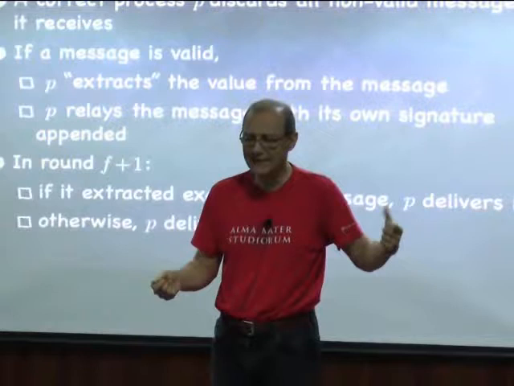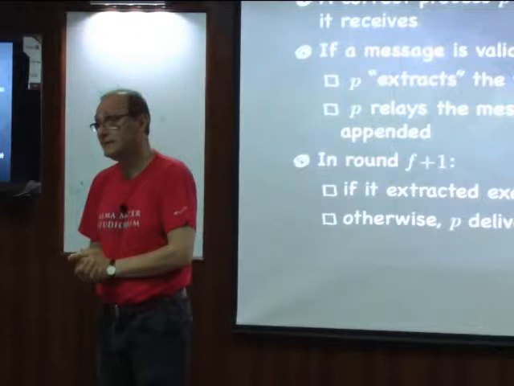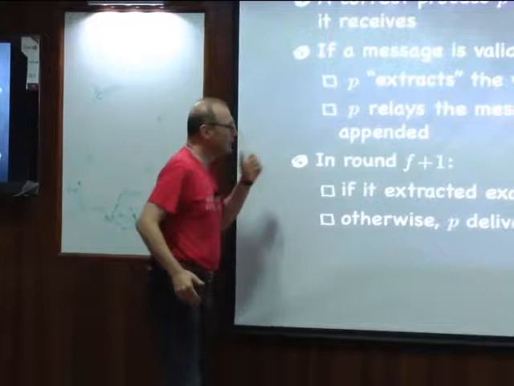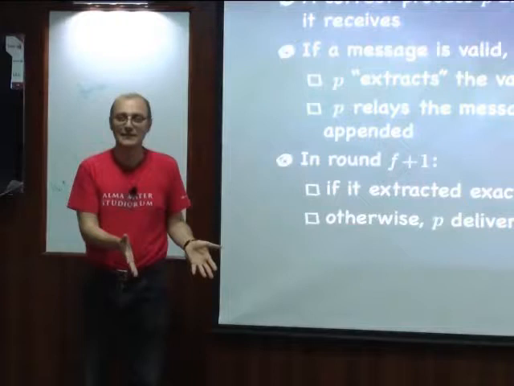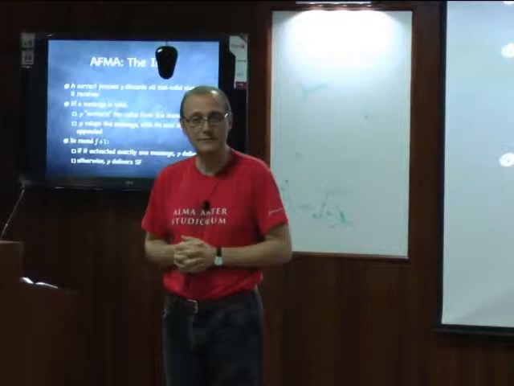Okay? And you're going to play the game that I was describing before. When you receive something that is valid, you're going to send it again in the following round. When you get to round F plus one, you're going to look at your bag. If the bag contains exactly one message, then you're going to deliver that message. In every other case, you're going to deliver sender faulty. Okay?